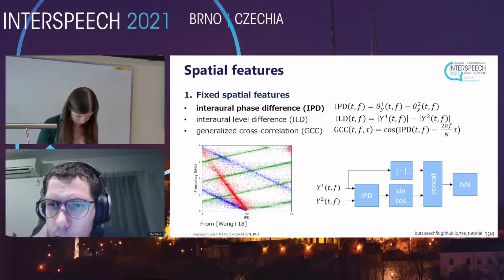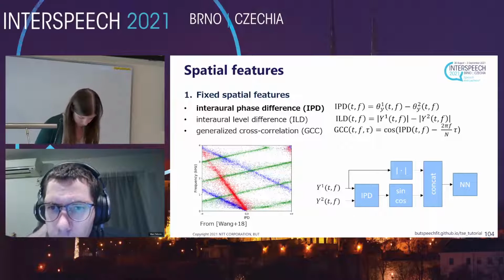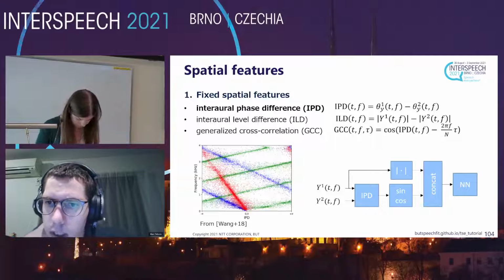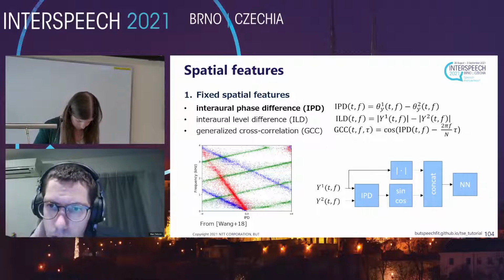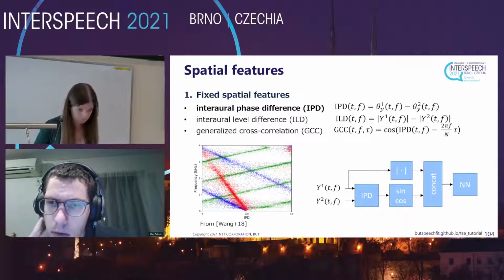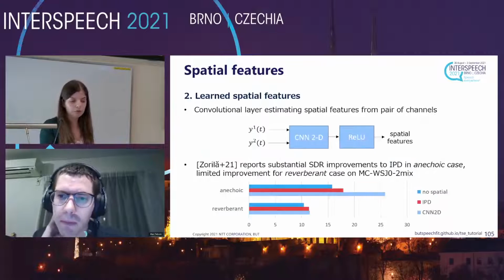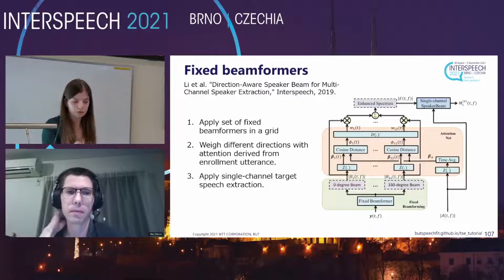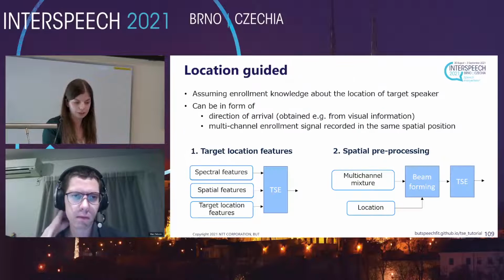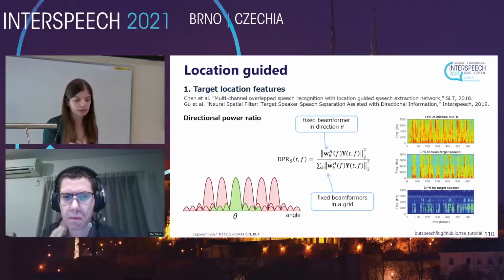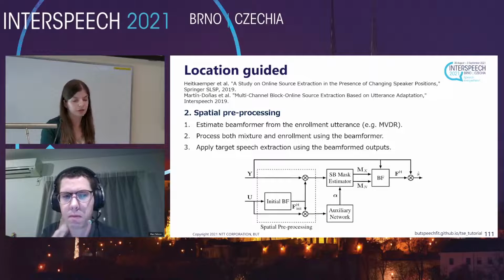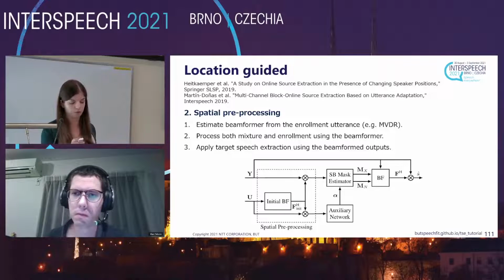Then there is another question: can a TSC system compensate for DOA estimation errors? If DOA is estimated wrong, can the output of a TSC system still be acceptable? So the approaches where the DOA was used were the location-guided approaches, where in the spatial preprocessing case, this was explicitly tested in the papers. So there were changing speaker positions. So the direction from which the speaker is speaking was not fixed.